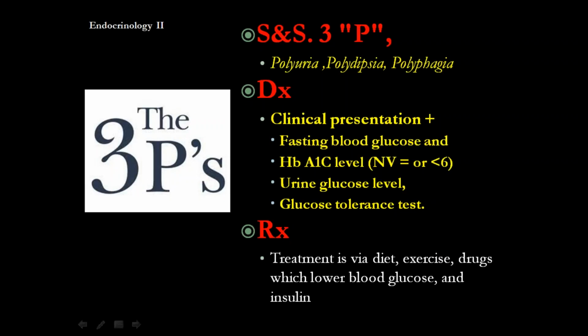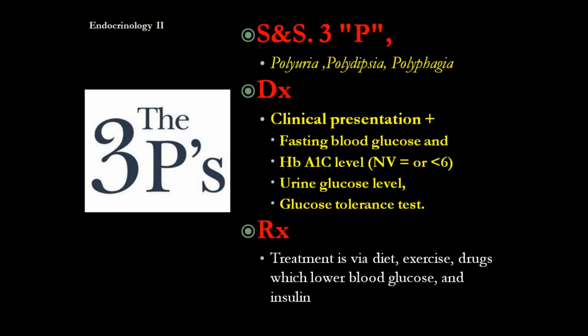All right, so one of the tests that we need, I want to remark here, is, first of all, the diagnosis is the clinical presentation, right? Clinical presentation of the three Ps, fasting blood glucose, and what's important is the HbA1c level. What is the HB? HB is the hemoglobin. A1c is a protein level. So what this is doing is measuring the glycosylation.